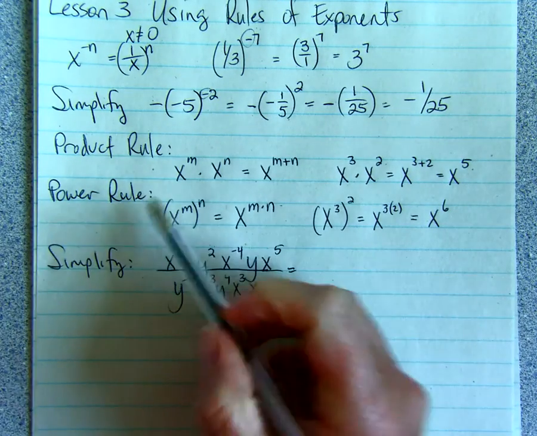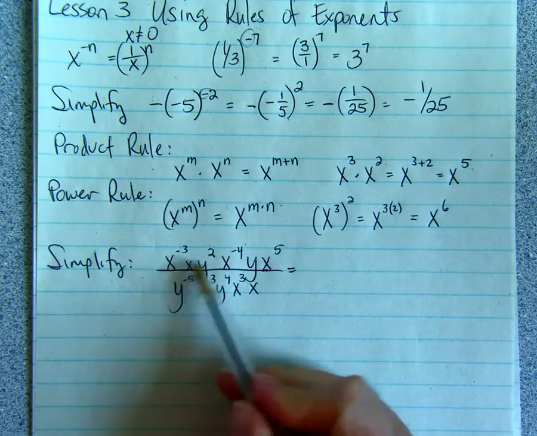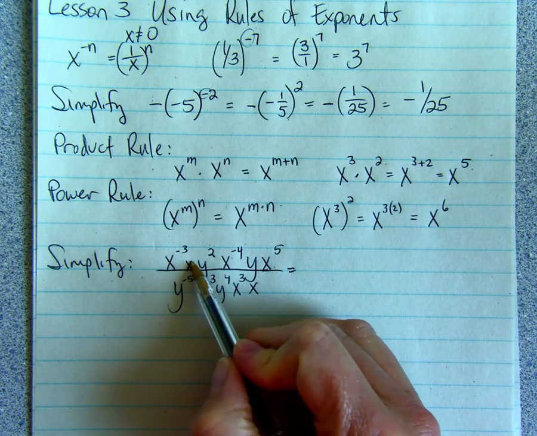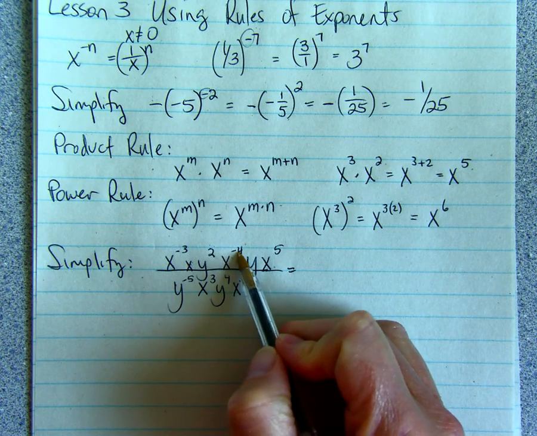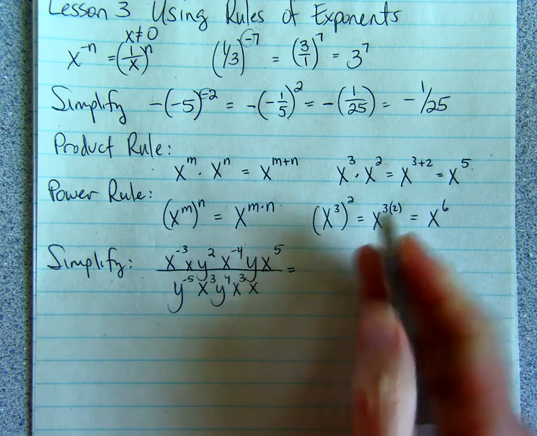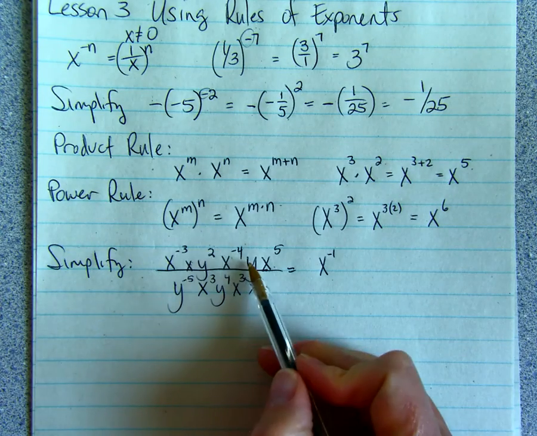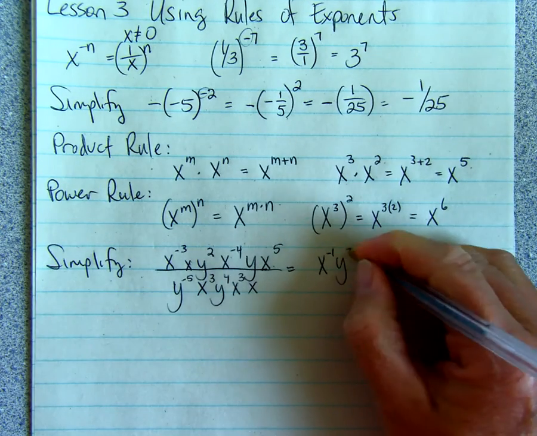We would use the product rule. So we take all our x's and add their exponents. So we have negative 3 plus 1 is negative 2, plus a negative 4 is negative 6, plus 5 is negative 1. So we have x to the negative 1 in the numerator. Then we have y squared times y, which is just y cubed.